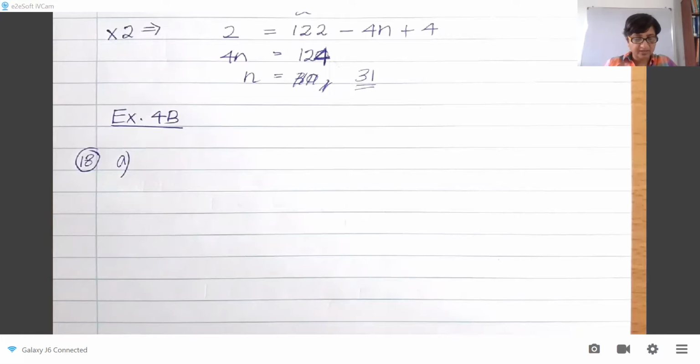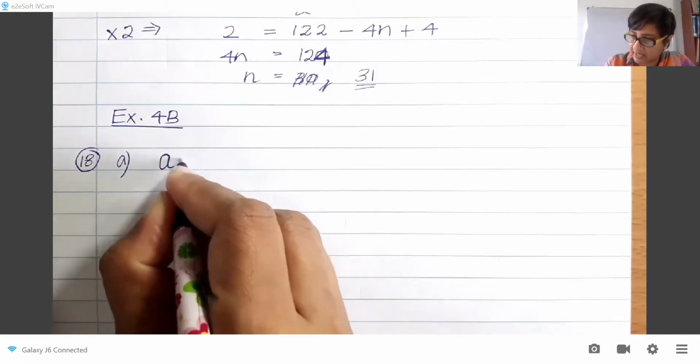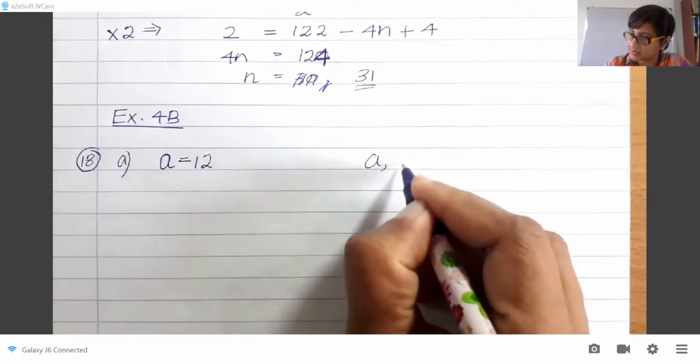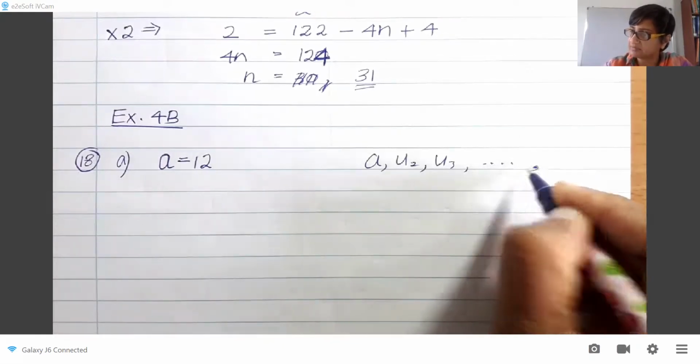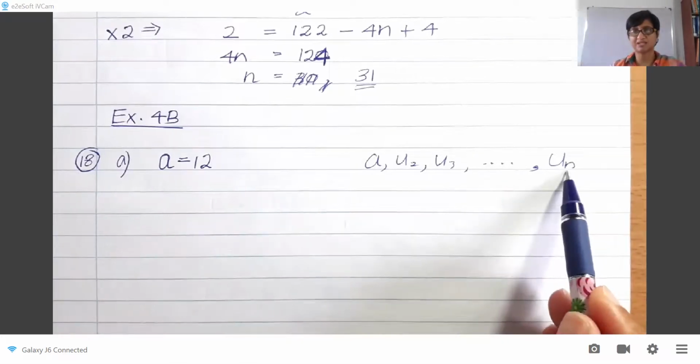The first and last terms of an arithmetic progression are 12 and 48 respectively. First and last term. So let's say the first term, A, is 12. And this is a sequence that goes like that, U1, U2, U3. So there is a last term. Let's call it Un somewhere, the nth term. We don't know what n is. It can be the 20th term. So let's say the last term is Un.